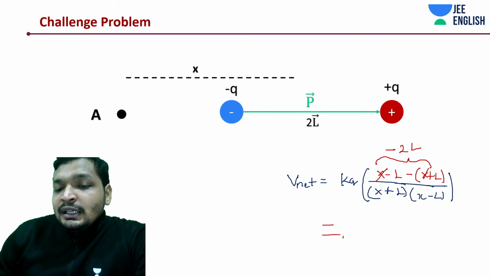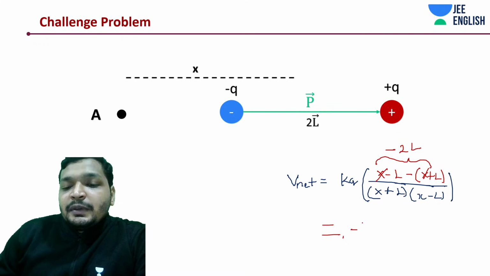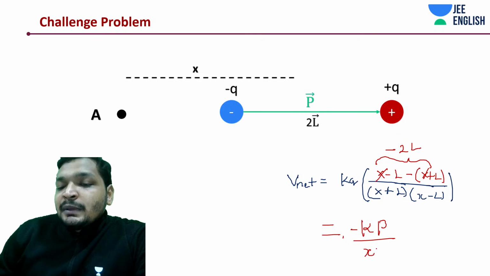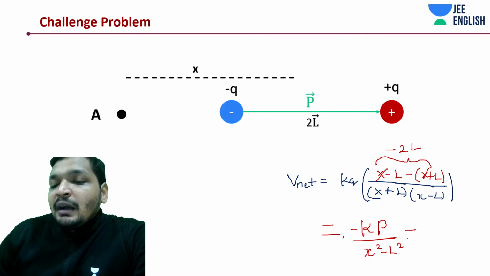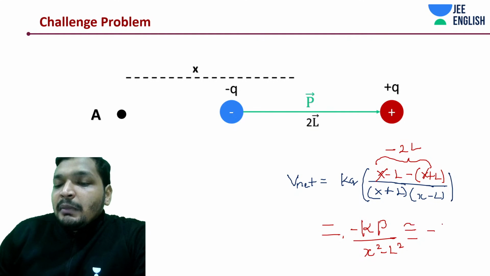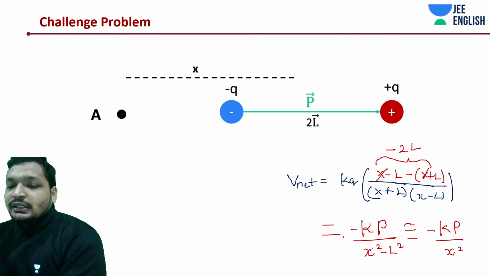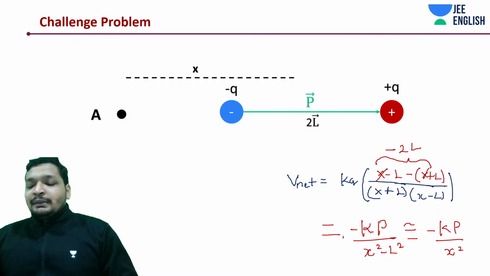So this should be minus of, or I should have written as K into minus of P. I was about to write that, but since you understood that Q into 2L is P, I'm going to say this is minus of K into P divided by A plus B times A minus B, the same thing. And further, this can be approximated to minus K into P divided by X square, because X square minus L square is going to be X square. Did you notice something amazing?